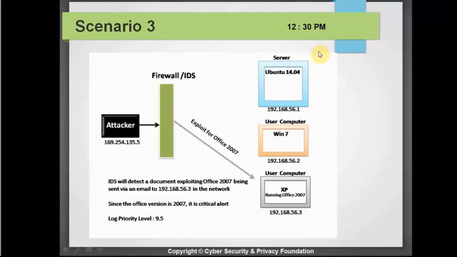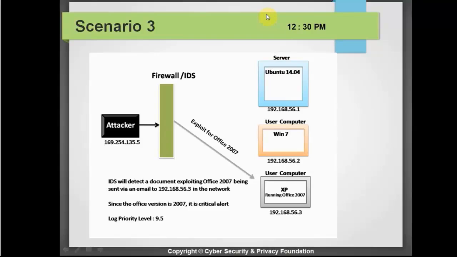So let's look at scenario 3, which happens at 12:30, and you can see that the IDS is detecting that a document containing an exploit for Office 2007 is being sent via email from the attacker to the victim, that is 192.168.56.3, which is an XP computer. And if you know the details of the applications running in that computer and you know that it's running Office 2007, then it will be very highly critical, because the exploit is for 2007 and the Office version running is 2007. So this exploit will work. So the priority will be 9.5.